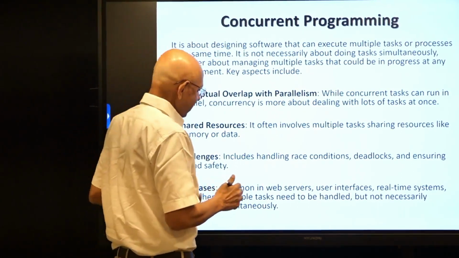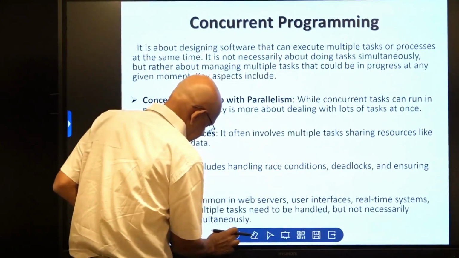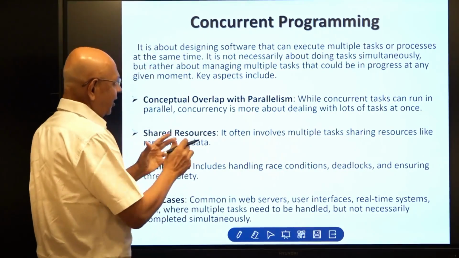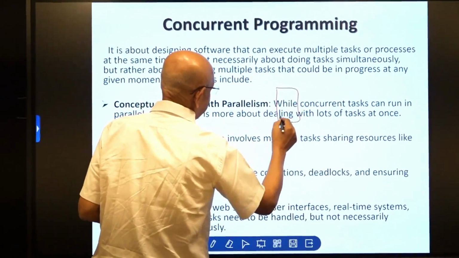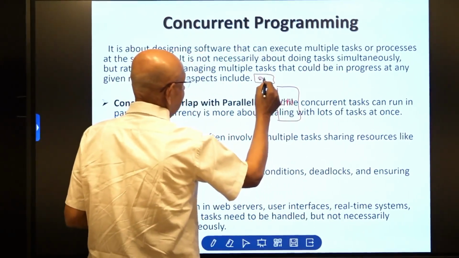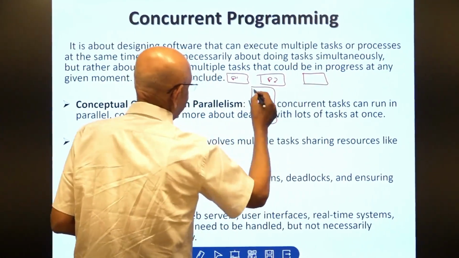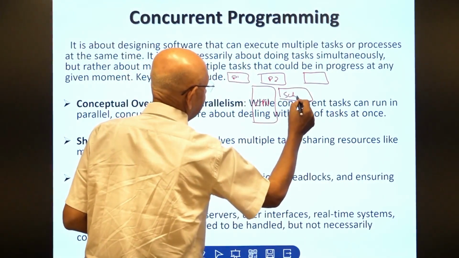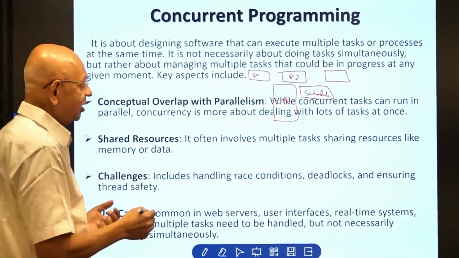Typically there would be a single CPU or a limited number of CPUs. So the architecture would be something like this. There would be a given CPU and multiple processes, process P1, process P2, process P3, and there would be a scheduler, which is typically part of the OS.